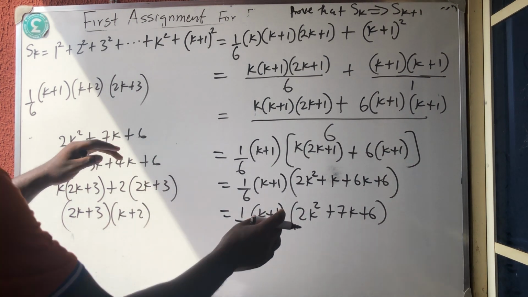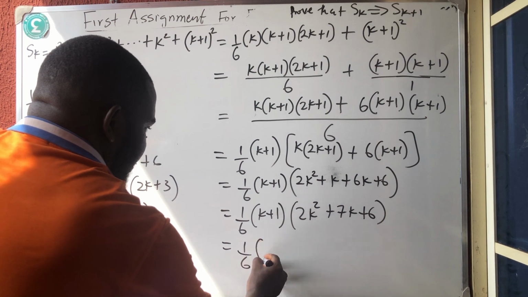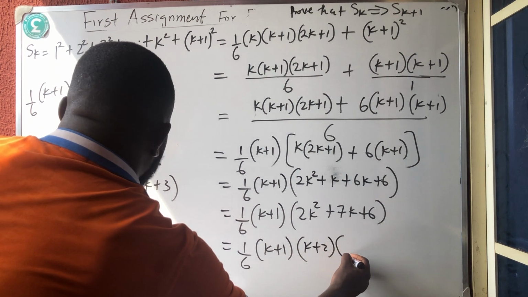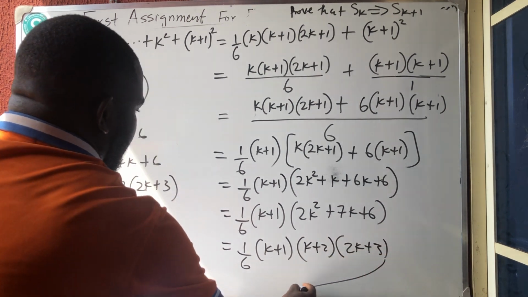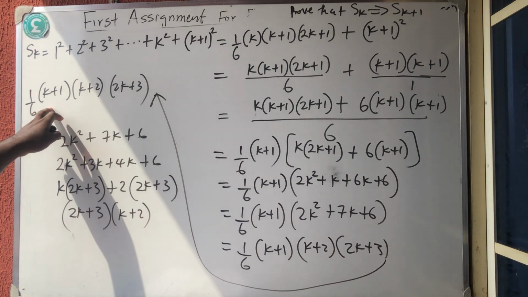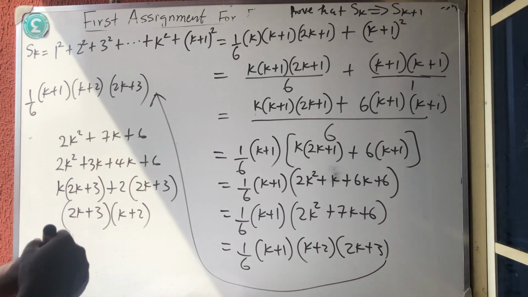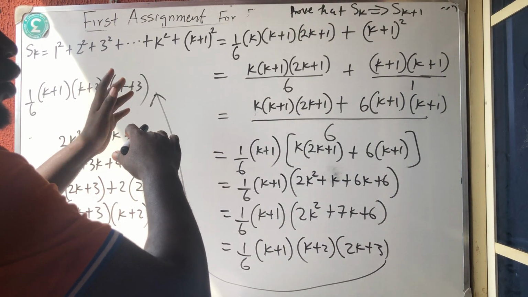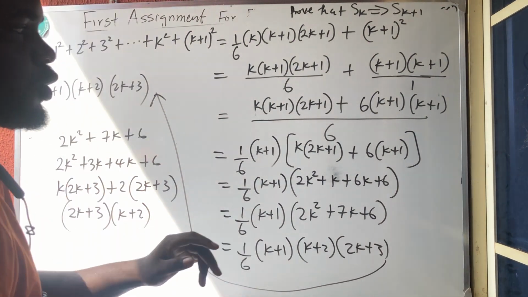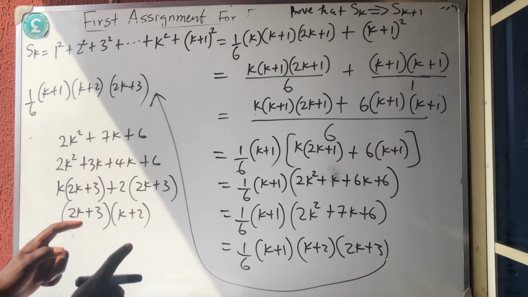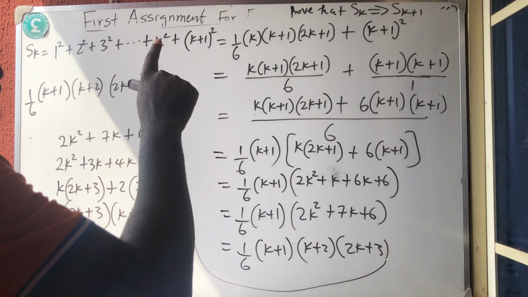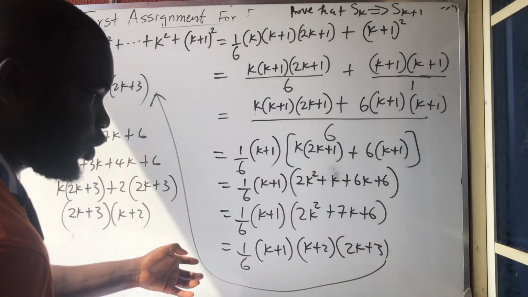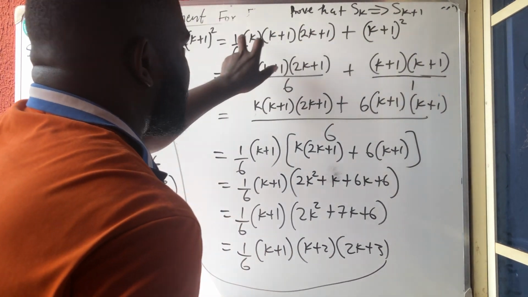Okay, so when you factorize this thing now, it's going to give me 1 over 6 bracket k plus 1 bracket k plus 2 and 2k plus 3. You see, we got the same thing as the right hand side of k plus 1. I told you, carry the left hand side of k plus 1, add it to both sides of S_k to get the right hand side of k plus 1. Let me repeat, that's the main thing. Once you prove that S_1 is true, the next thing you need to prove is to carry the left hand side of k plus 1, add it to both sides of S_k.